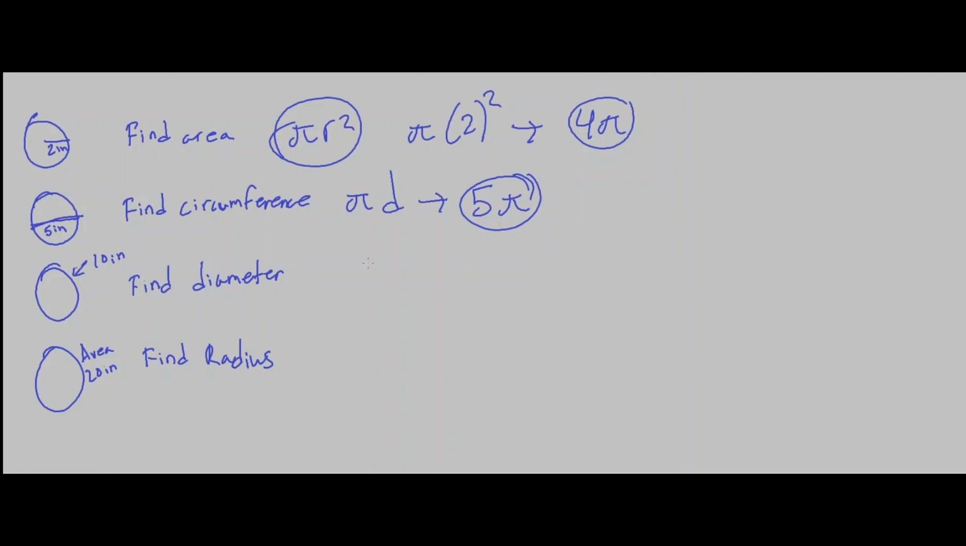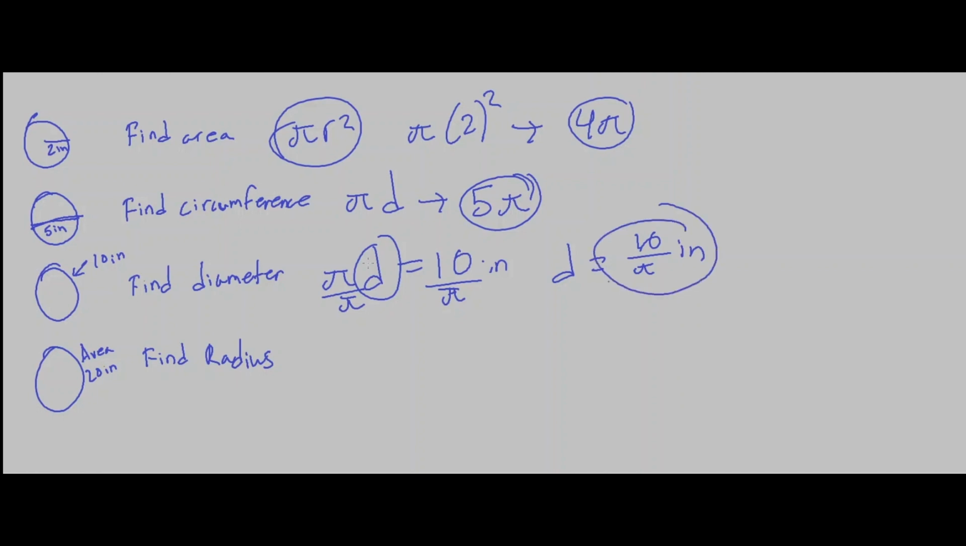In this question, we're given that the circumference is 10 inches and we need to find the diameter. We still know that the circumference of a circle is pi times the diameter. If we set it equal to 10 inches, now all we need to do is get d by itself. If we divide by pi on both sides, the diameter of the circle is equal to 10 over pi inches. That would be your final answer.